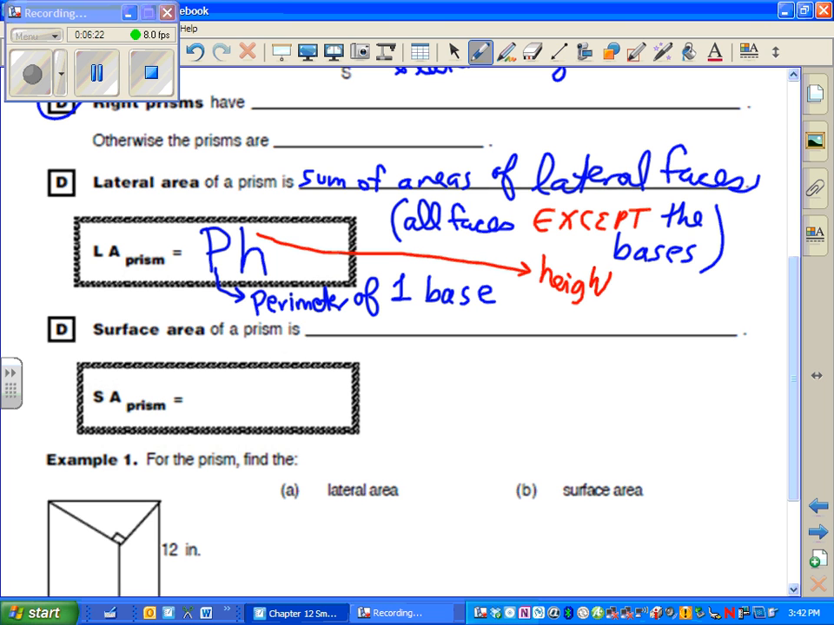Is that just the height of the base? No, of course not. Good job. It's not. It is the height of the entire prism. So from base to base, what is that height?